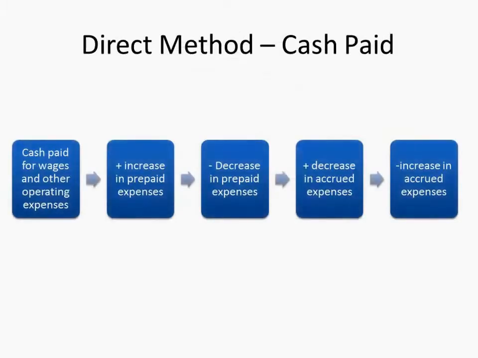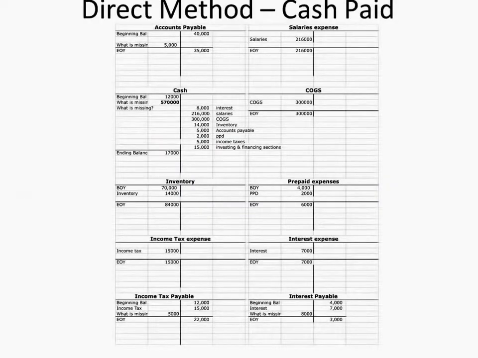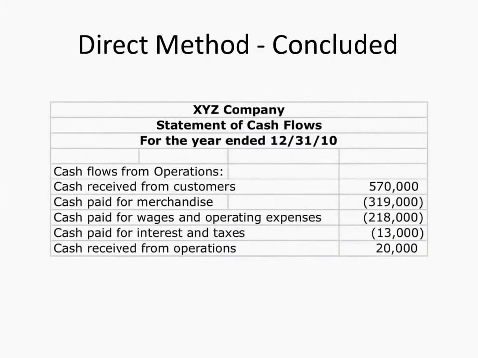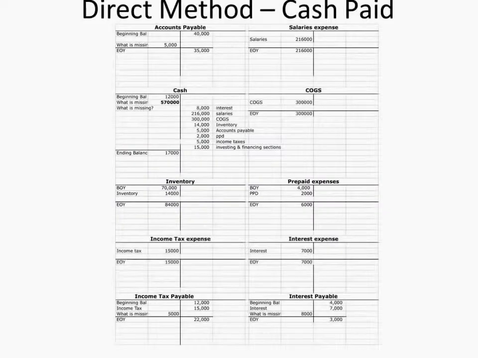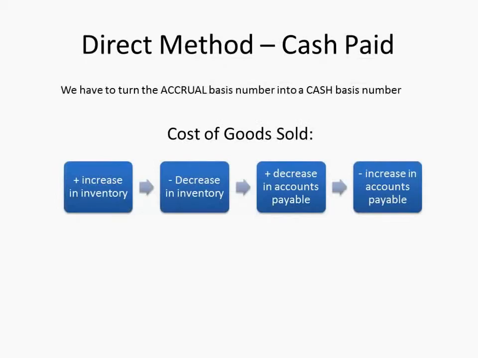Okay? So now I'm showing journal entries here, which I should really change. So here, cash paid for merchandise, we end up at 319. If we look here, we end up at 319. We have cost of goods sold of 300,000. We have a change in inventory of 14,000 and a change in accounts payable of 5,000.